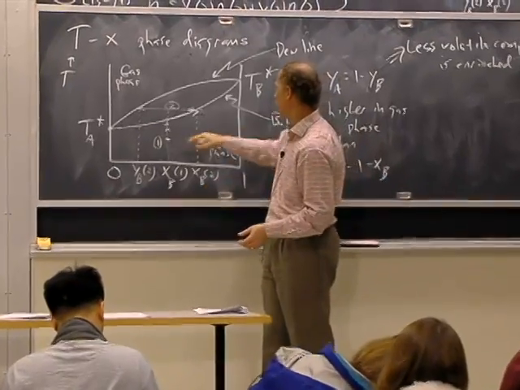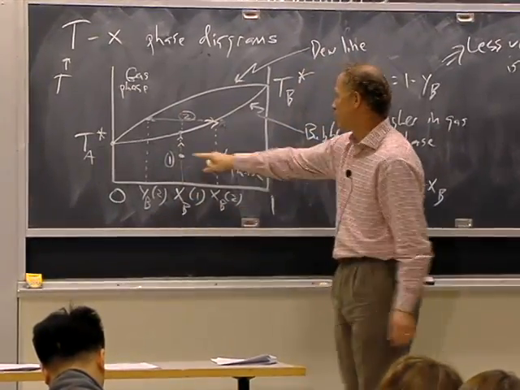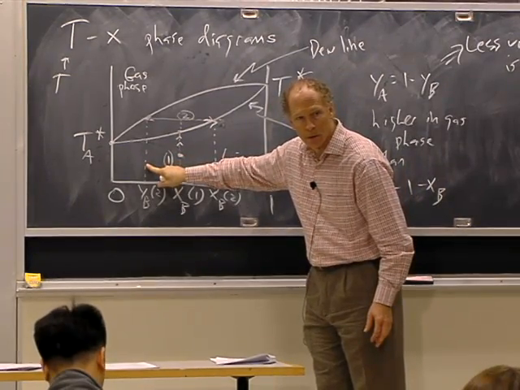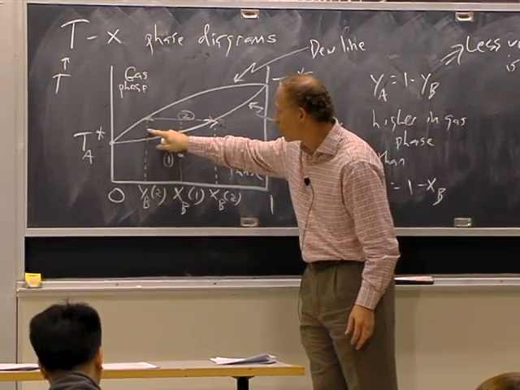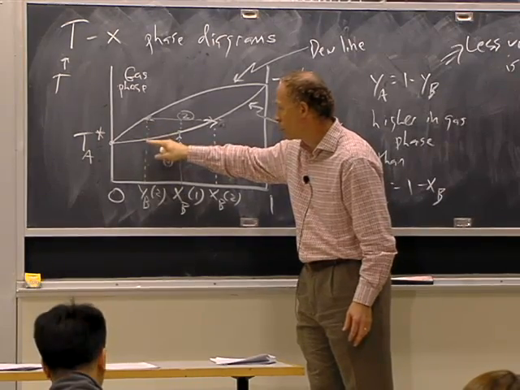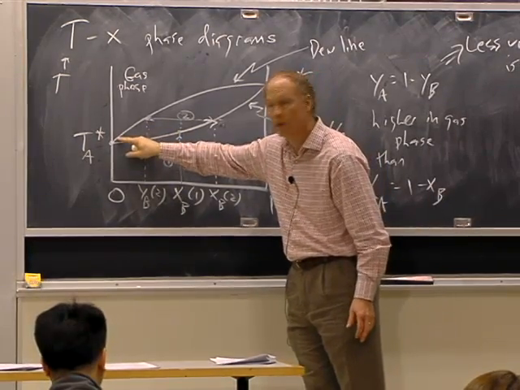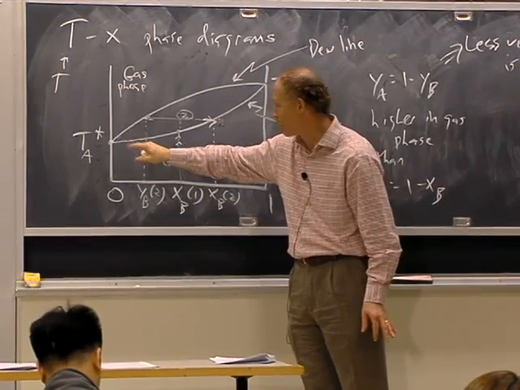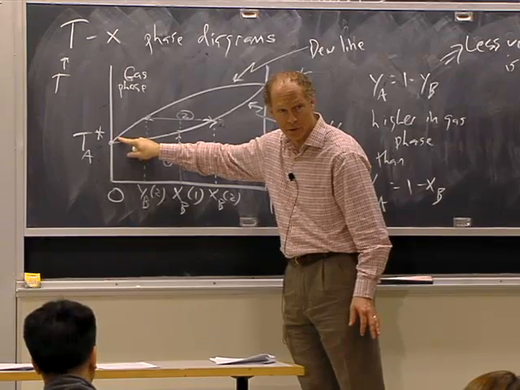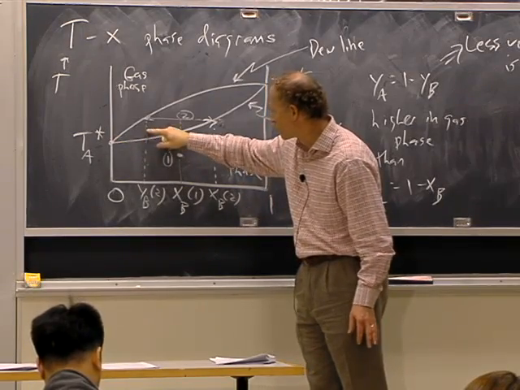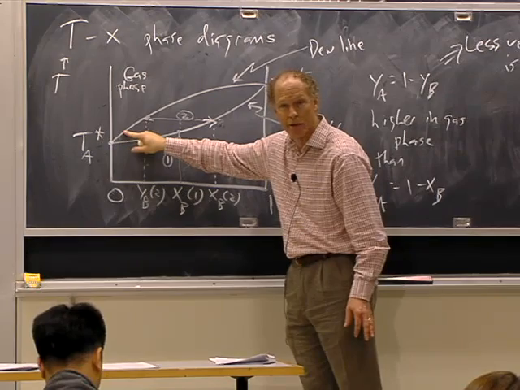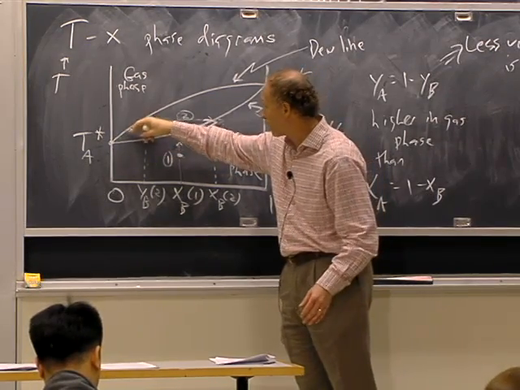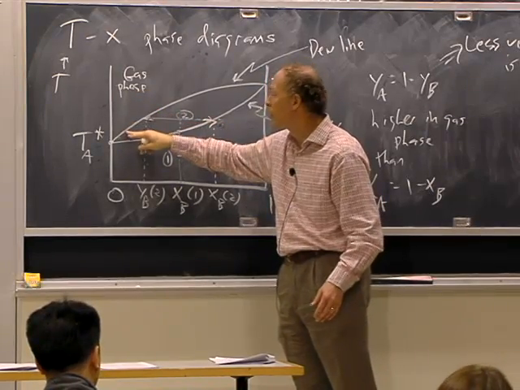And now I could start all over again, except instead of being here, I'll be down here. And then I can raise the temperature again to some place where I choose. I could choose here and go all the way to here, a great amount of enrichment. But I know from the lever rule that if I do that, I'm going to have precious little material over here. So I might prefer to raise the temperature a little more, still get a substantial amount of enrichment. And now in the gas phase, I'll be further enriched in component A.